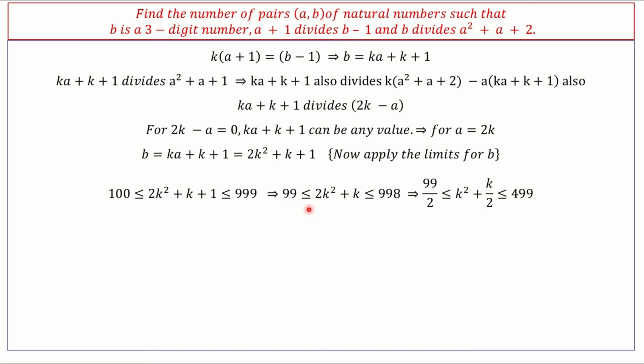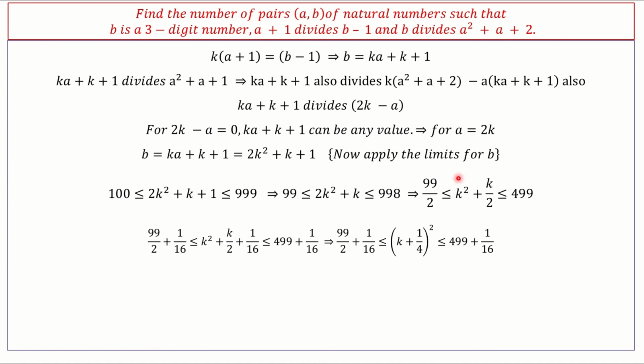Now you take this plus 1 out. So it will become 2k square plus k is between 99 and 998 inclusive. Now you divide it by 2. What you will get is k square plus k by 2 is between 99 by 2 and 499, that is 998 by 2, inclusive. Now I try to make this term a square so that it's easy to get the k value. I added 1 by 16 to all the terms. So it will become 99 by 2 plus 1 by 16, and then 499 plus 1 by 16.